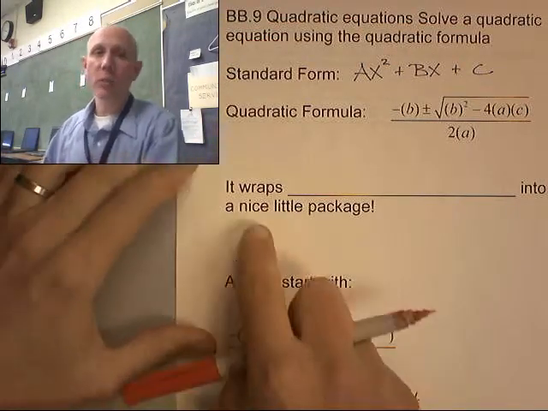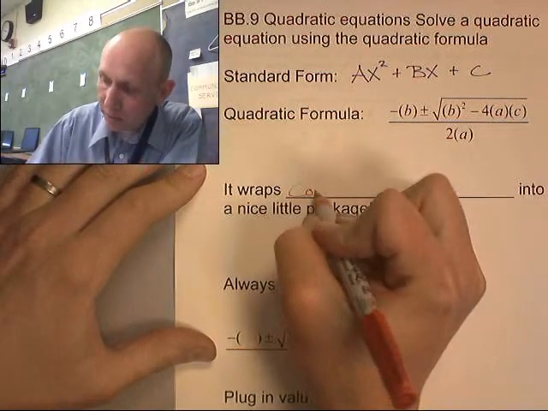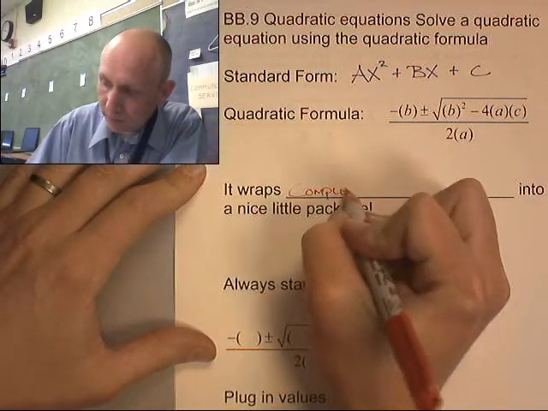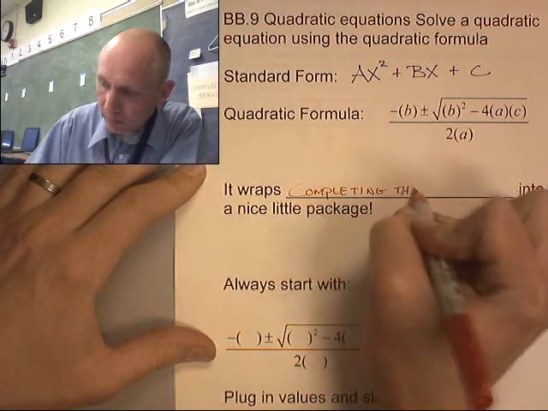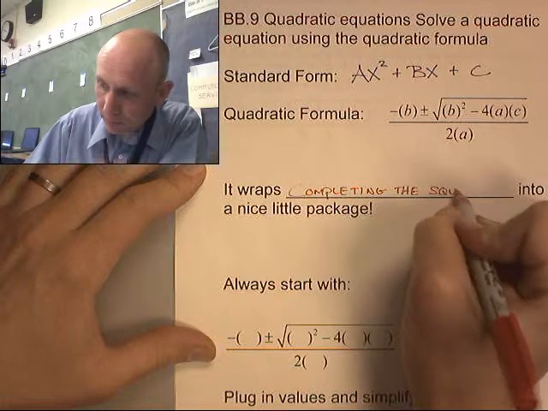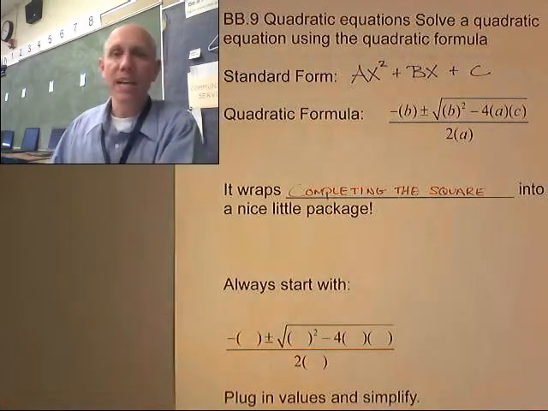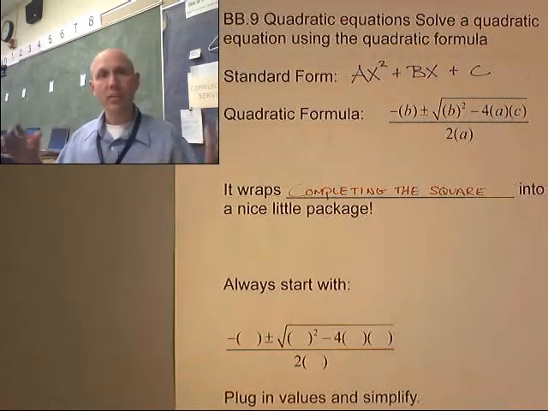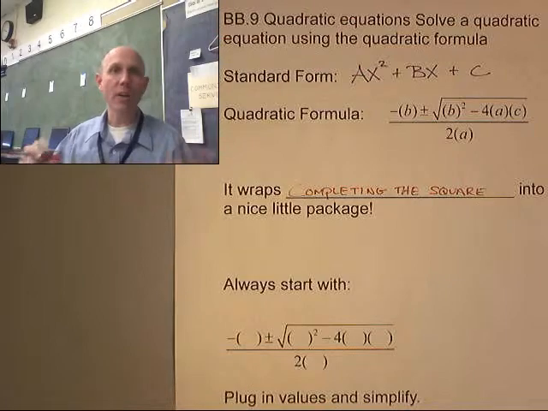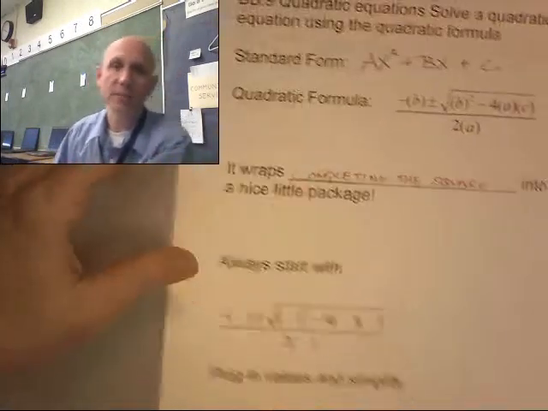What the quadratic formula really does is it wraps up completing the square into a nice little package. This is completing the square in a weird way. It wraps it up. It's taking a square and cutting it in half and factoring. It just puts it into one nice little package.